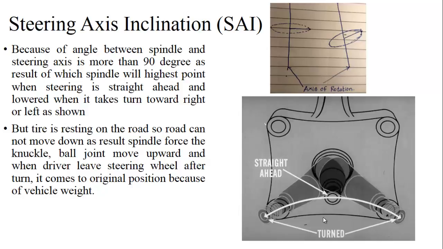but the tire is in contact with the road surface, and because of that the wheel cannot move downward. Instead, the wheel transfers this force to the vehicle body on the upward side, and because of that the suspension springs and the vehicle body get raised and the suspension spring gets compressed. So it stores the energy, and whenever the turn is completed and the driver leaves the steering wheel, this stored energy helps the wheel to come to a straight ahead position.